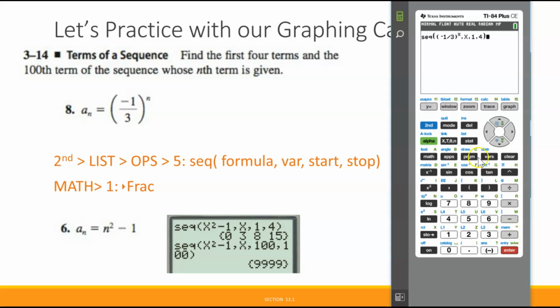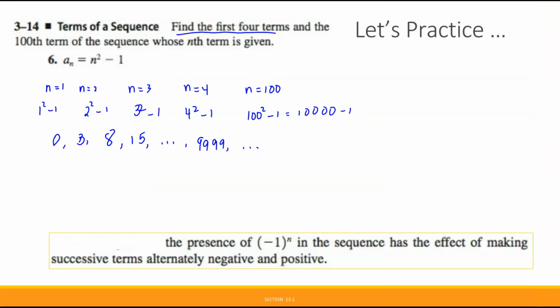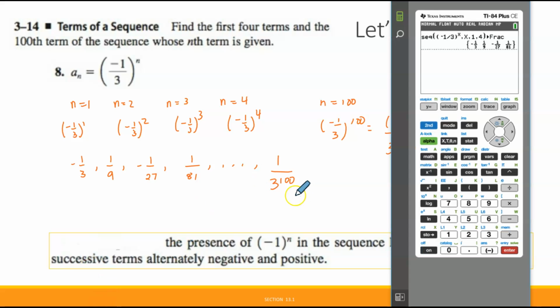Now this one, when we did by hand, came out with a lot of fractions. I think we ended up with 1/81. So we can say answer in fraction. And there's our terms. If we go look at our work that we did by hand, notice that that's the same thing that we got here, which is pretty cool.